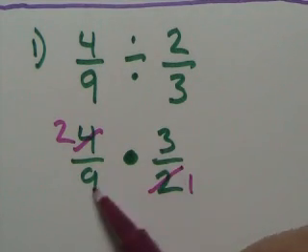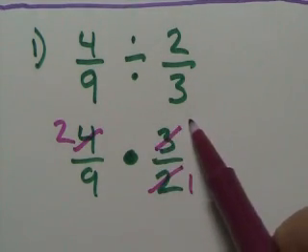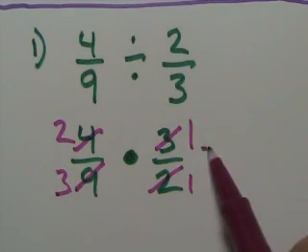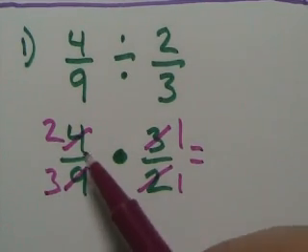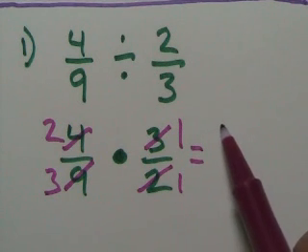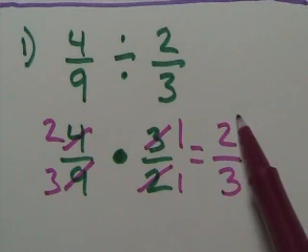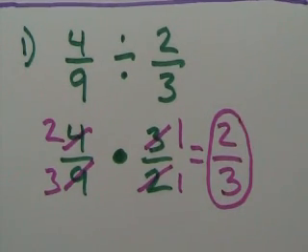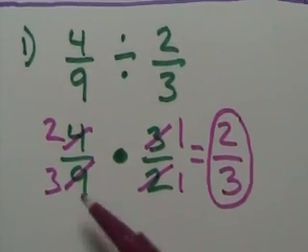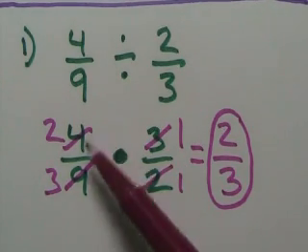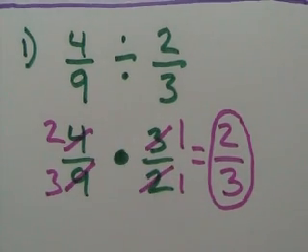Hey, I have 3 and 9. 3 will go into both of those. 3 goes in there once. 3 goes into 9 3 times. So my answer is 2 times 1 and 3 times 1 on the bottom. So the key here is freeze it, change it, and flip it. That's after you have fractions. Freeze, change, flip.